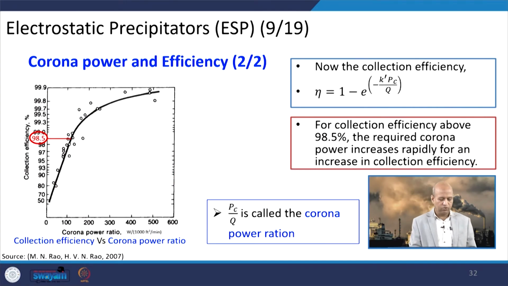When we see the corona power ratio and collection efficiency, you can see there is one good range where 98.5% efficiency can be achieved.